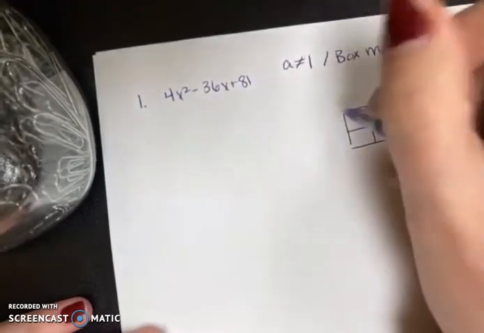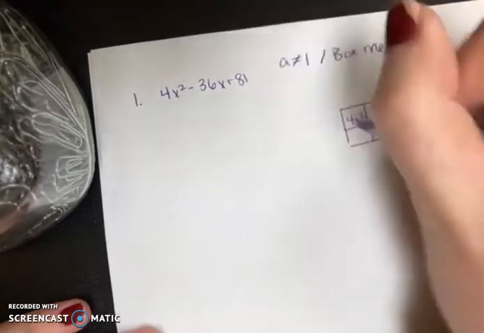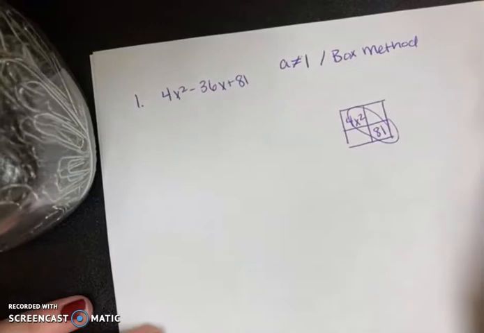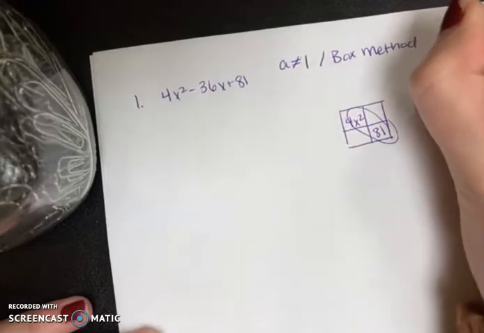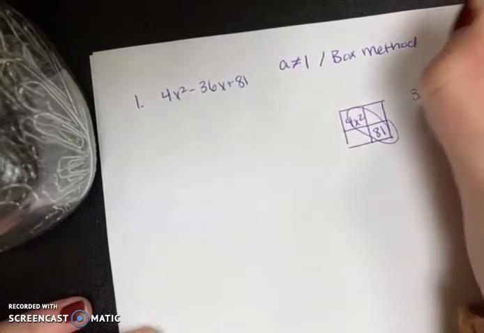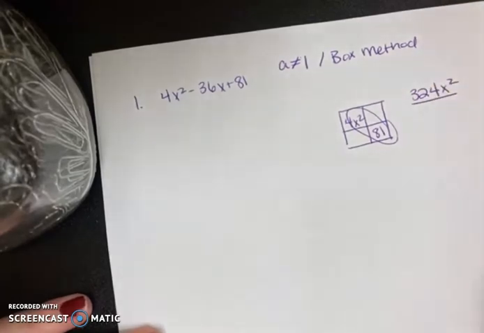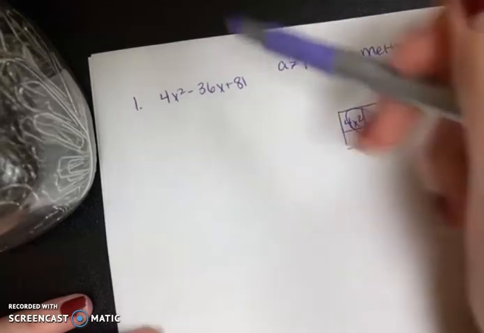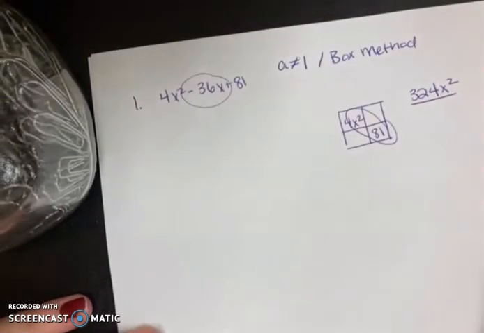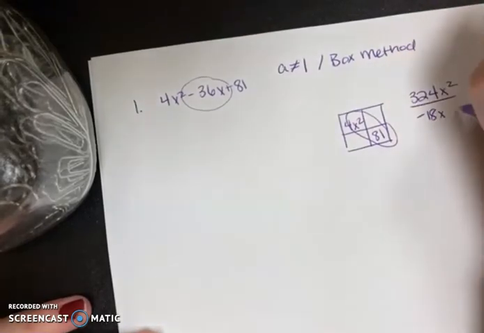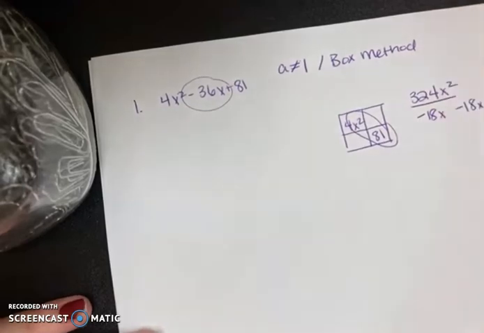Your first term would go in the first box, your last term would go in the last box, and then you would multiply those two things together. If you do that, you get 324x squared. Then you'd have to list out all of the factors of 324 and try to find a set of factors that would give us the middle term of negative 36x. Just to save us some time, I'll write that those terms were a negative 18x and a negative 18x.